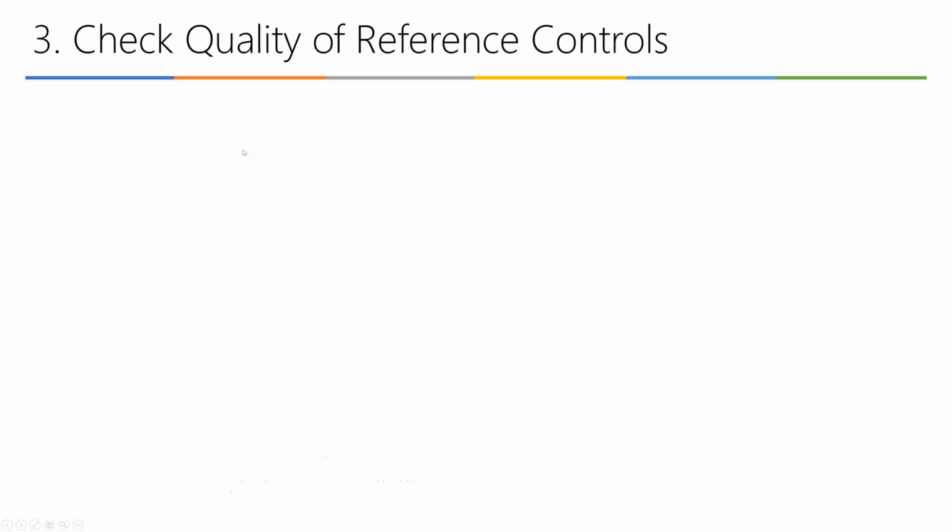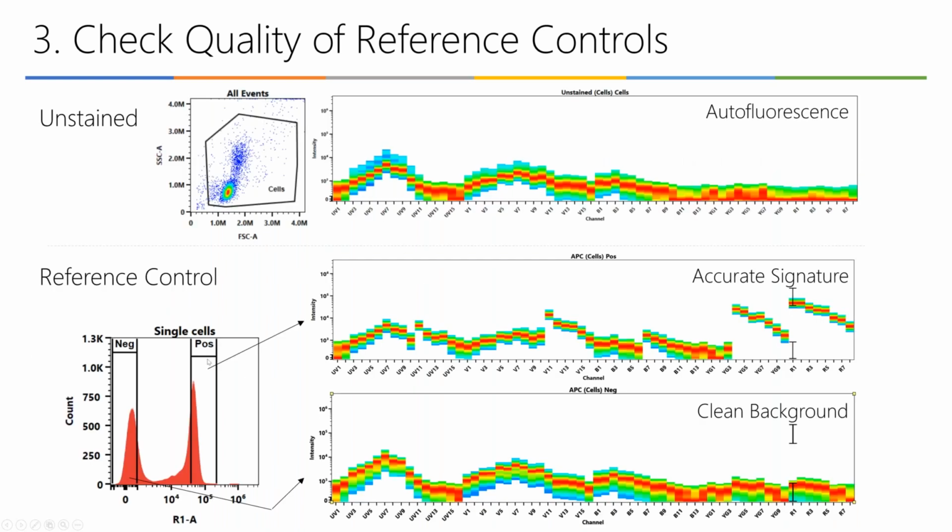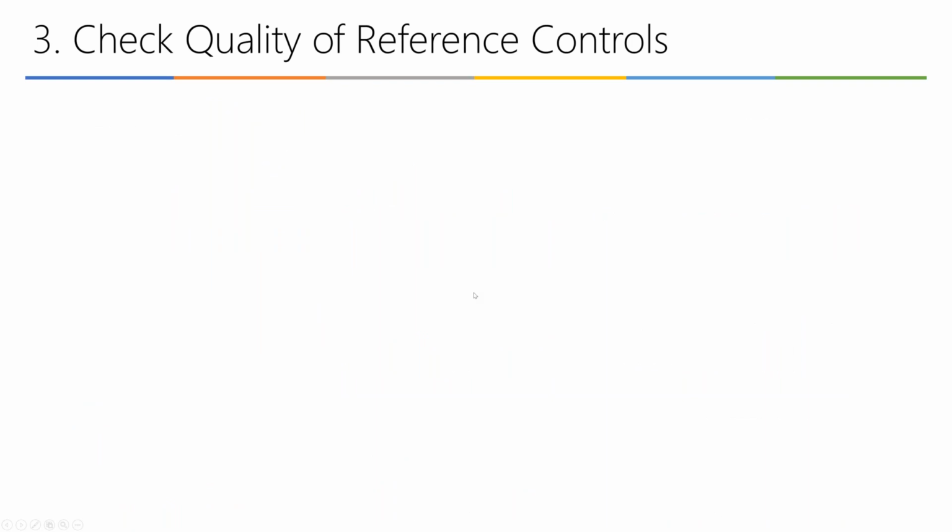Reference controls. You need to check the negatives and the positive peaks for that control. Your positive should have the expected signature that is accurate, that is unique, that is bright, and also within the scale. Signature plots are also very powerful, not only to identify the signature, but to realize if there were any issues with fluorochrome mismatch, contamination, tandem degradation, or carryover. For the negative, you want to make sure it has a clean background with no contamination or carryover as well.